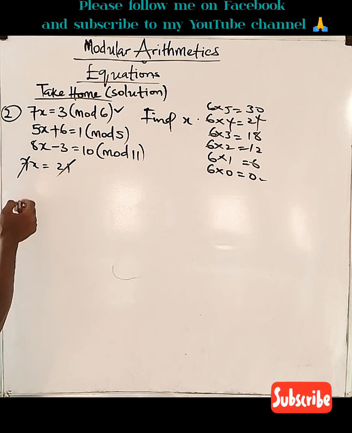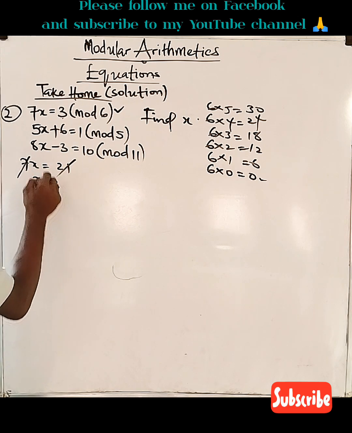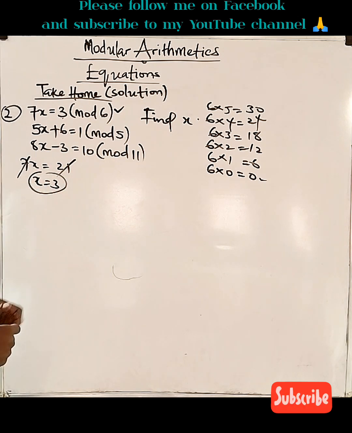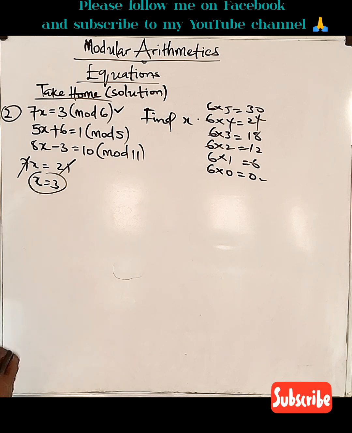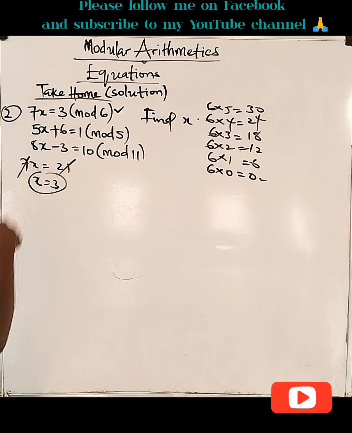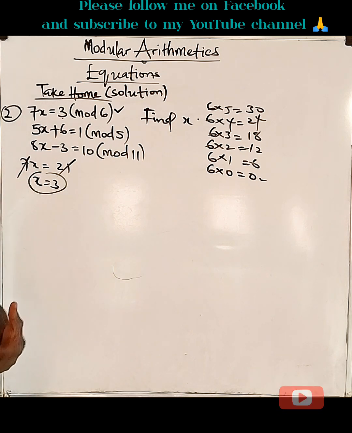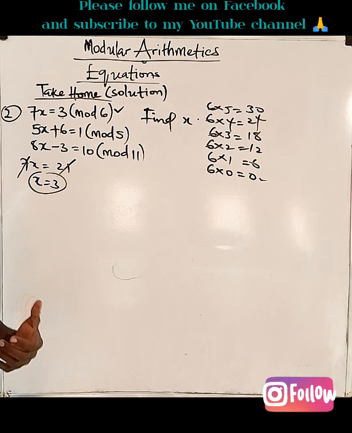We divide by the coefficient of x. x is 3. So if x is 3, let's see if x is really 3, because we're going to substitute x equals 3 into these two other equations to confirm. Don't forget, whatever the value of x is must be applicable across the board. So if x is 3, that will be 7 times 3, which is 21. 21 modulo 6 will give us 3, since 18 plus 3 is 21. Remember 3.